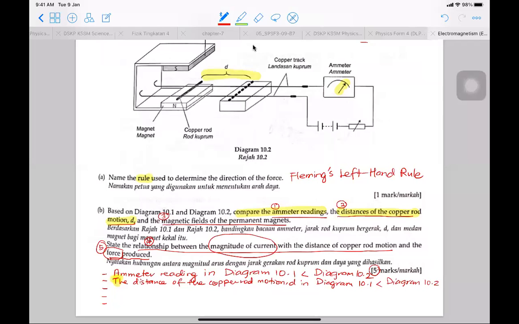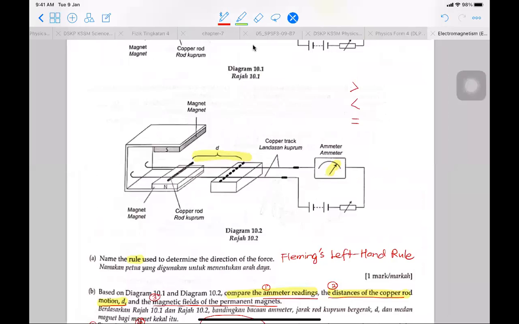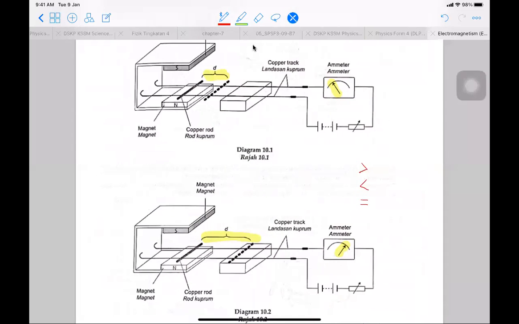Okay, third one, compare the magnetic fields of the permanent magnets. Compare the magnetic fields of the permanent magnets. How is the magnetic field in both diagrams? Okay, try to look. Is there any difference to the magnetic field in both diagrams?